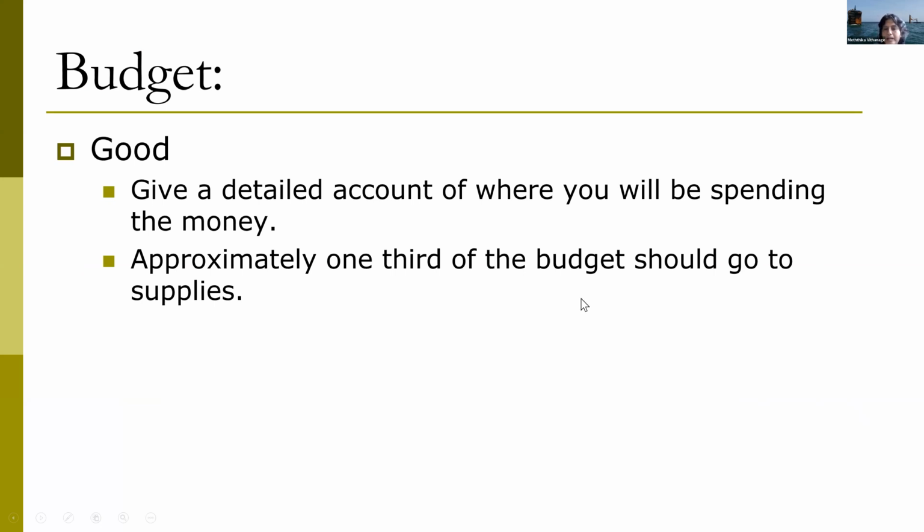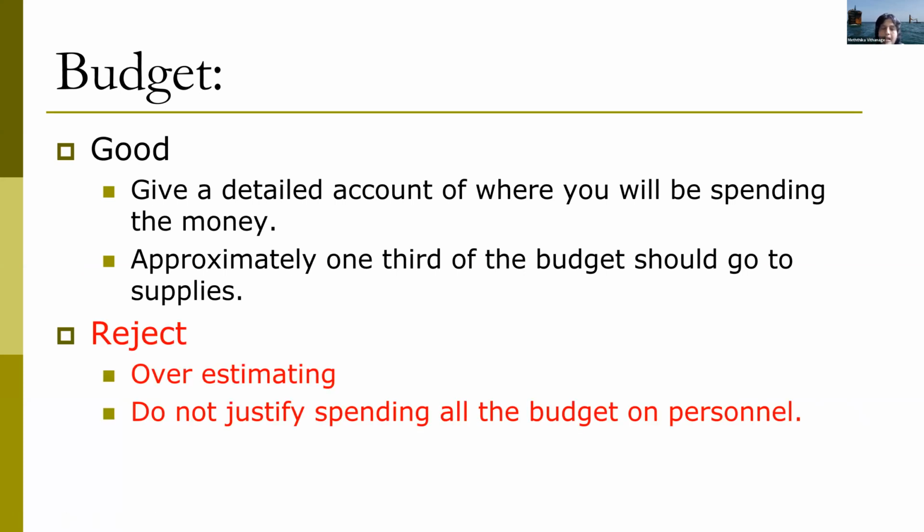And approximately 1/3 of the budget should go into supplies. That is what we in general think of when you look at the budget, right? At least 1/3 should go to consumables or supplies. If the budget is overestimated, it's okay to have 30% overestimation, but if you have like 50% or 100% overestimation, then your project will be rejected.